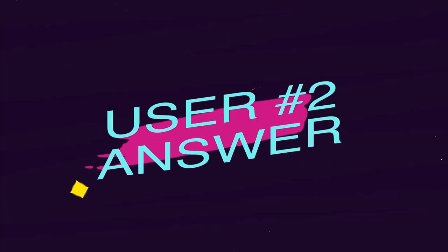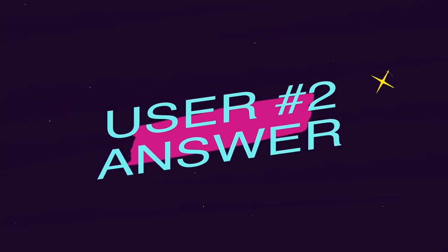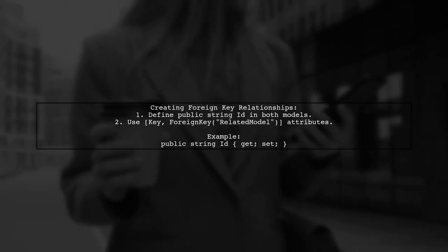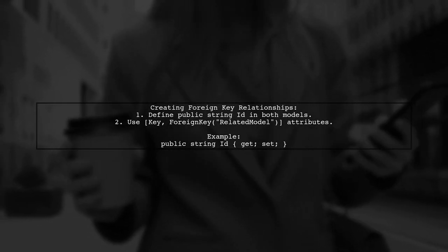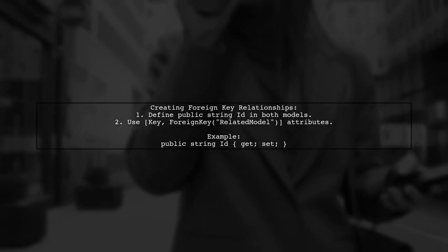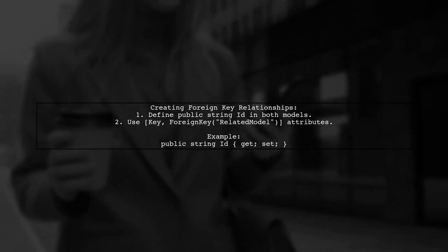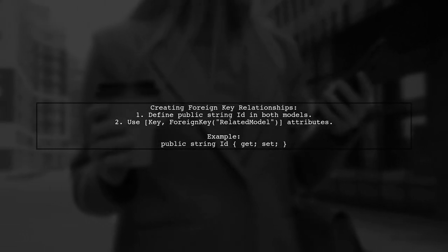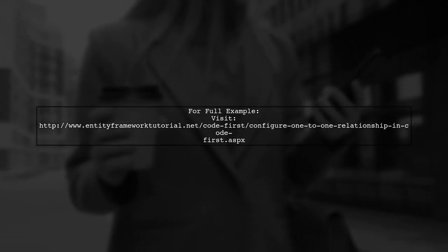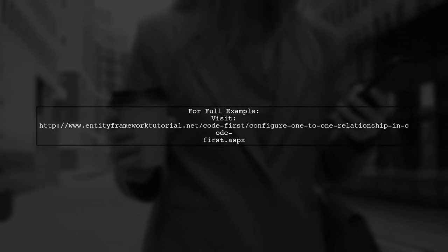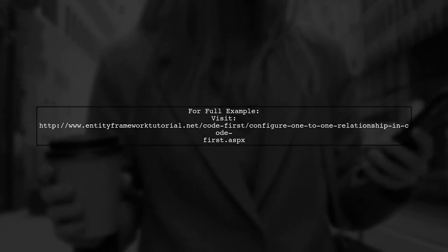Let's now look at another user-suggested answer. To create a foreign key relationship between two models in Entity Framework, you need to define a public string ID in both the primary and foreign key tables. Use the key and foreign key attributes to establish the connection. For a complete example, you can refer to the provided article link, which details how to configure a 1-to-1 relationship in Code First.